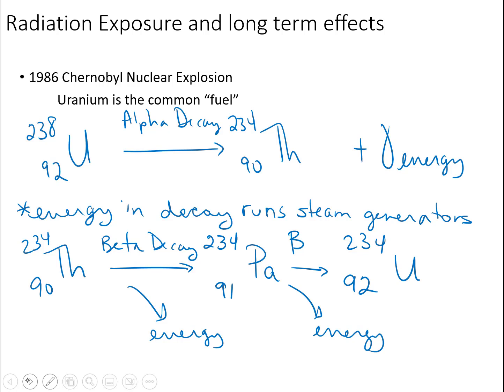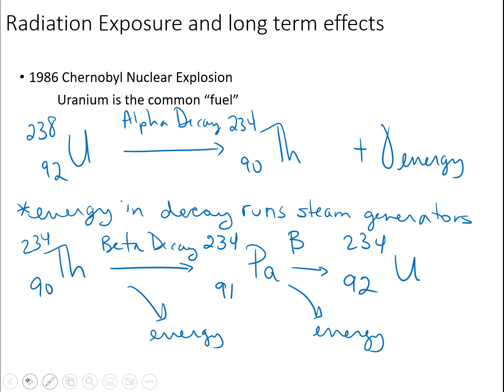That energy is then transferred into the water that surrounds this uranium sample. The energy that builds up helps to run these steam engines, and that helps to generate electrical energy. But that thorium also then decays. So thorium undergoes beta decay, and then that undergoes another round of beta decay.